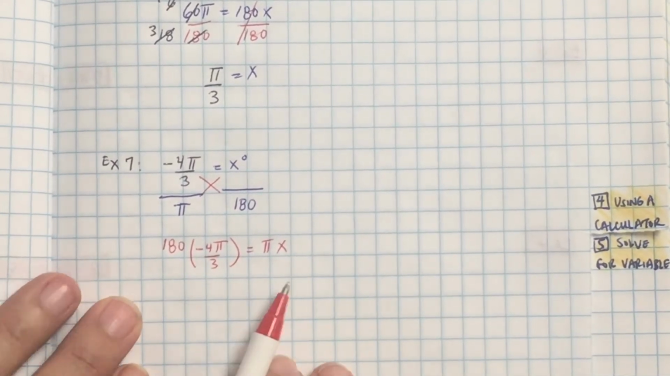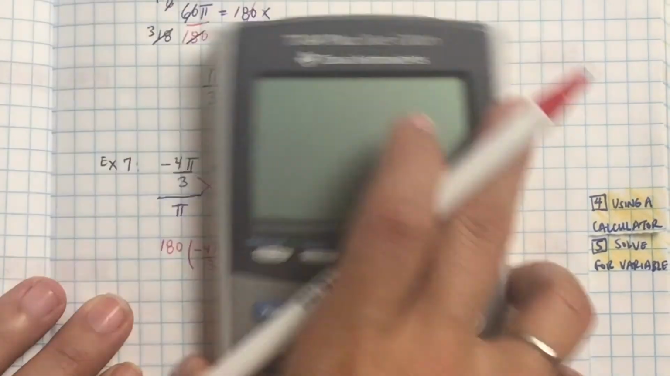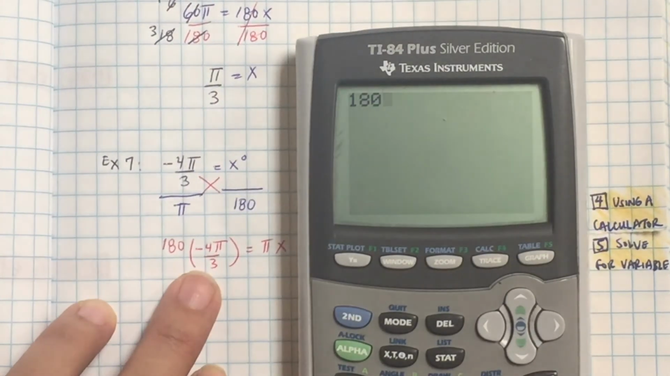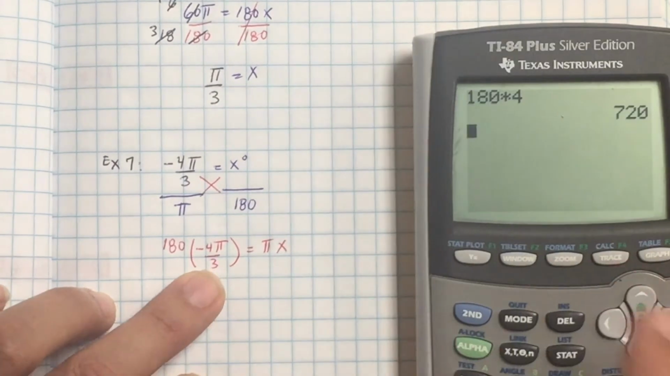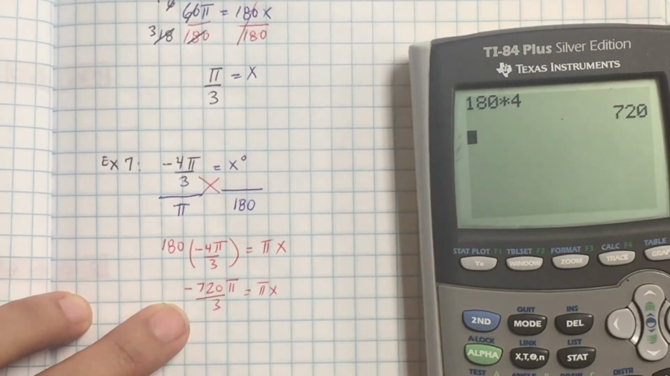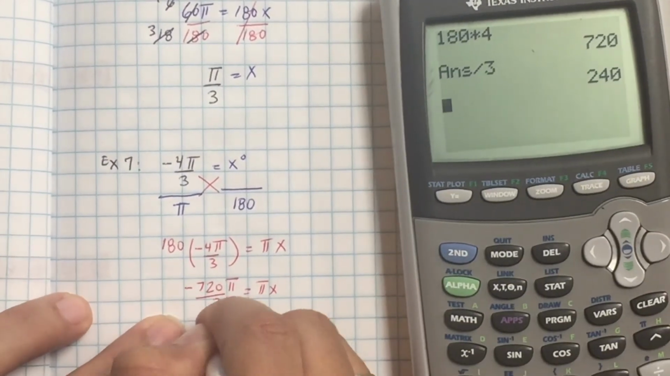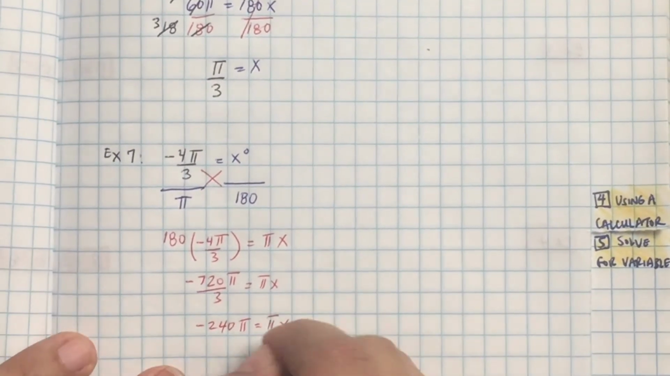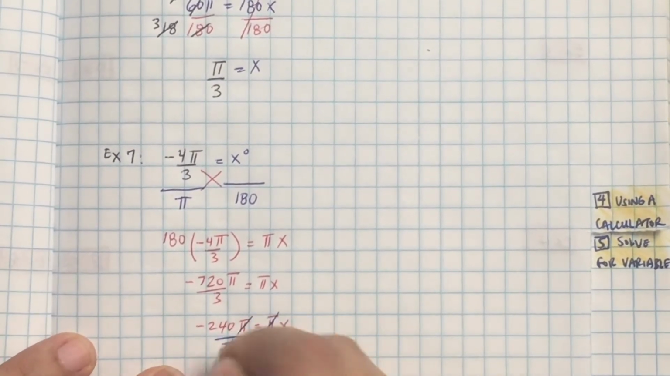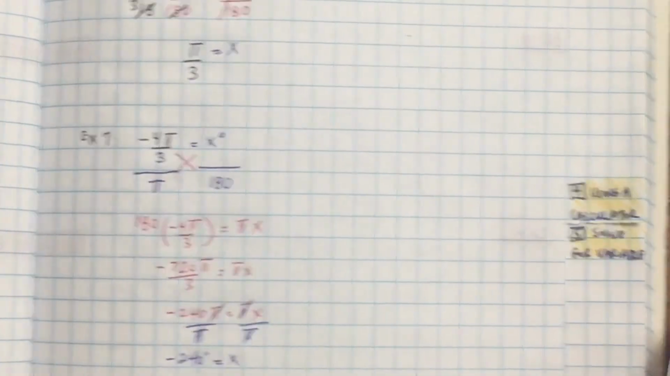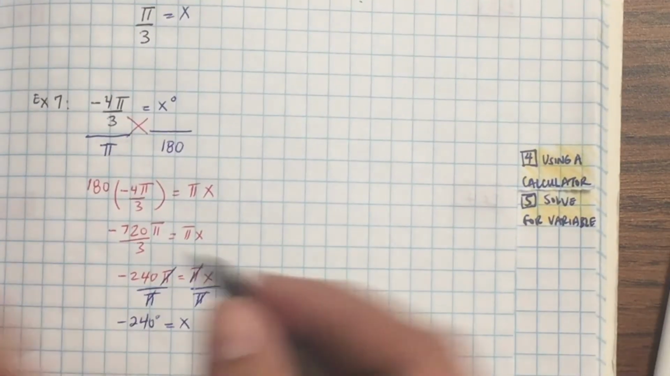Alright, let me first, before I divide, multiply this out. So negative 4 times 180 is going to give me negative 720. All I'm doing is multiplying it out because it looks like a hot mess. I don't want to divide yet. So that's what I have. And then let me do 720 divided by 3, so I get negative 240. Then divide both sides by pi. All the pi's are canceling out. So we're going to get x equals negative 240 degrees. So that radian measure is negative 240 degrees.